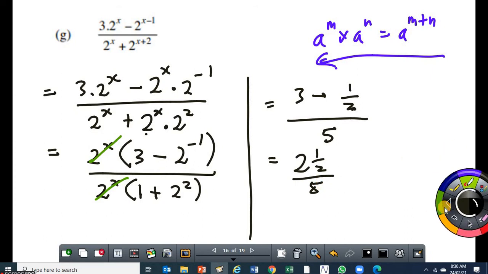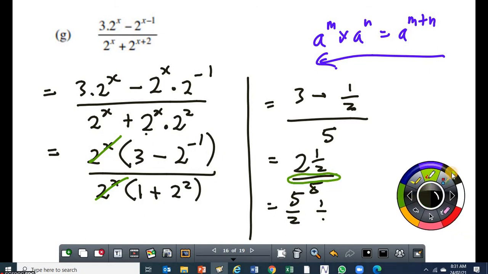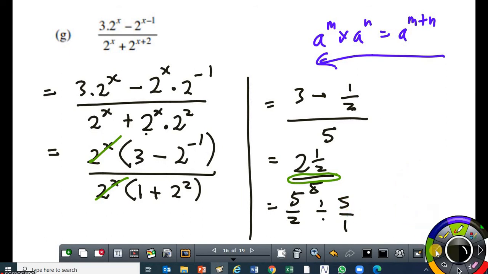Okay? Remember I did fractions, so I've written it as a mixed number. I'm going to convert it to an improper fraction. If I do that, I'll get 5 over 2 divided by. I'm converting this division line to a division sign. It's always better that way. Okay? I've converted the 2 and a half to 5 over 2. I've converted the division line to a division sign, because I've got a fraction. That's why I'm doing that. So this is divided by 5. I can put that 1 there.